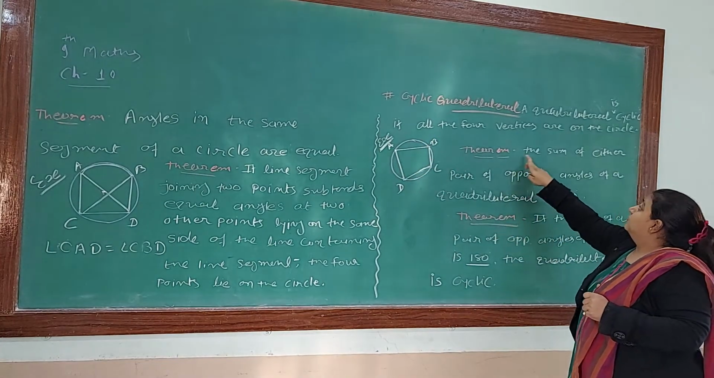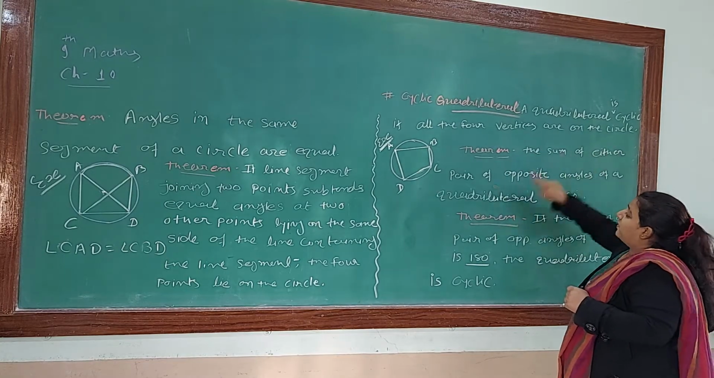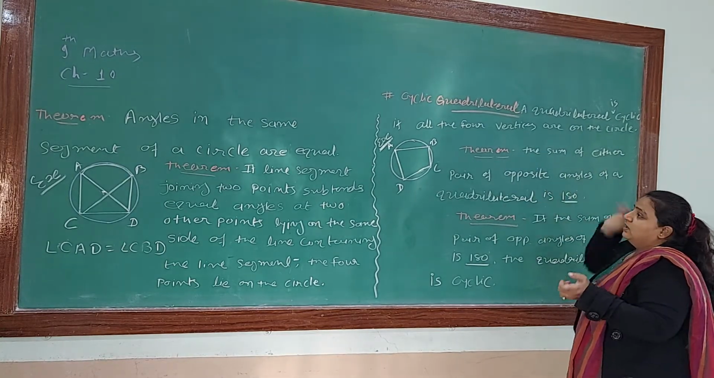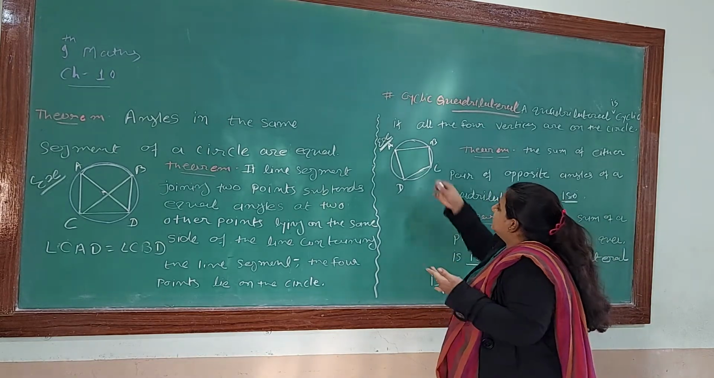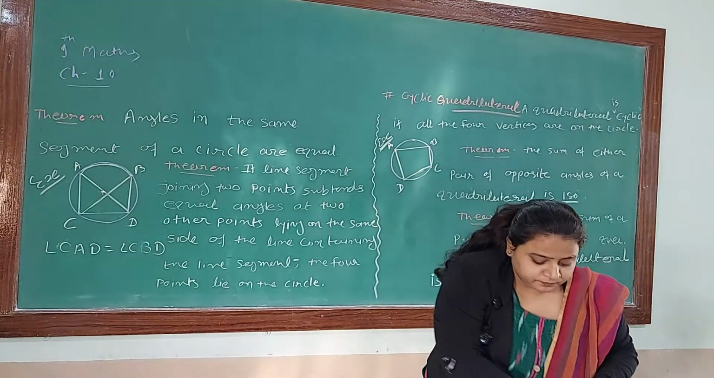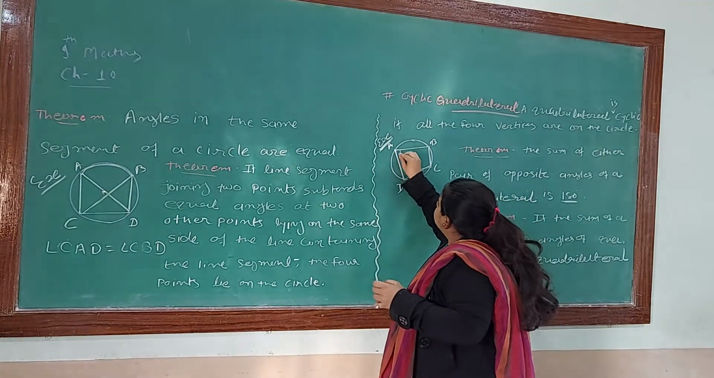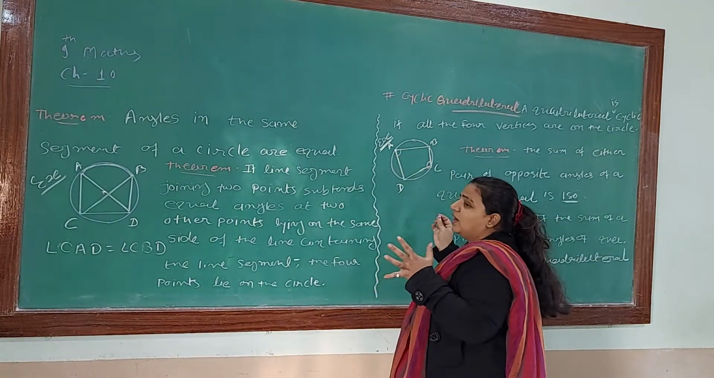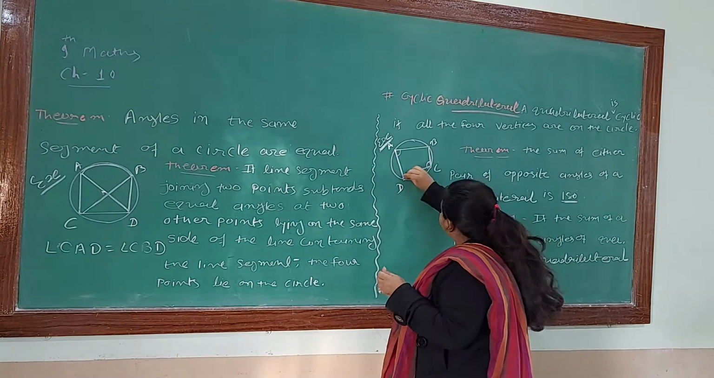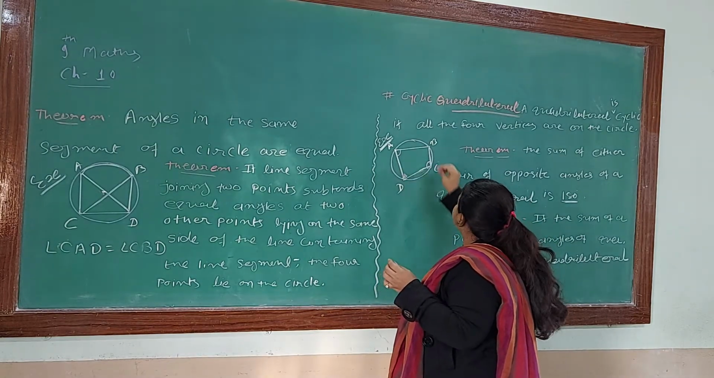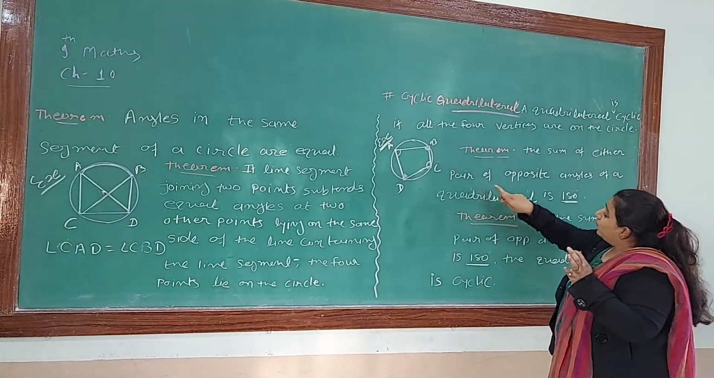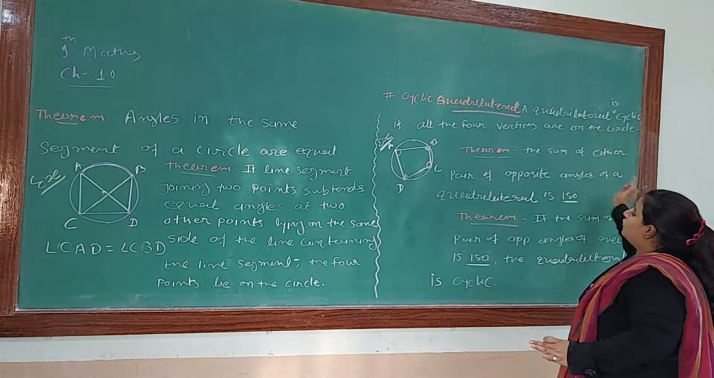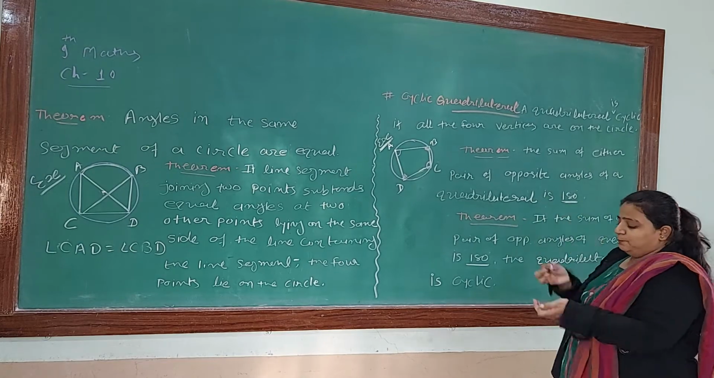The next theorem: the sum of either pair of opposite angles. Let us consider that same diagram. And opposite angles, that means A and C are both opposite. Angle D and B are both opposite. So the sum of a pair of opposite angles of a quadrilateral is 180.